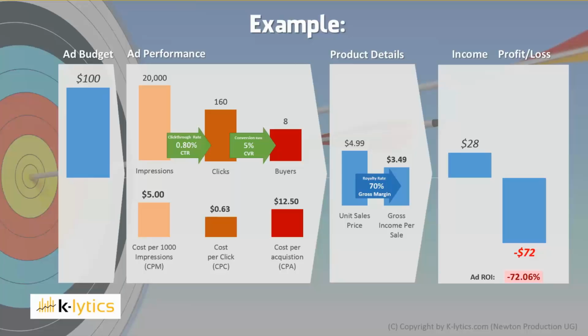But let me first give you an example of why Facebook advertising has been so problematic for lower priced items such as books. This is a slightly simplified example, but let's assume that you have an ad budget of about $100 and you buy views at a cost of about $5 per 1,000 views, or impressions as they are called in advertising. That's a measure called CPM, cost per mil, cost per 1,000 impressions.